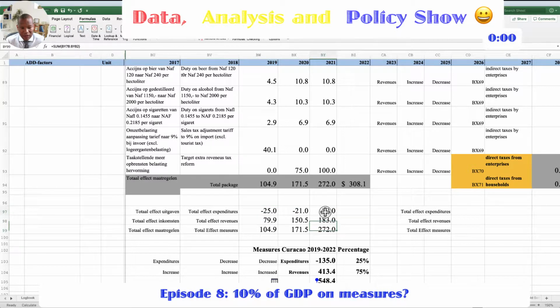So this is a good package, and I don't have 2022, but this side is good because they are decreasing the expenditures more in 2021, and this has to do with the cutting of expenditures which are costs for the businesses. And the revenues are also going up. Okay, so this is what I wanted to show you in this episode.